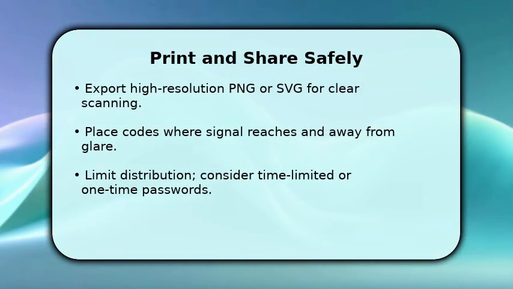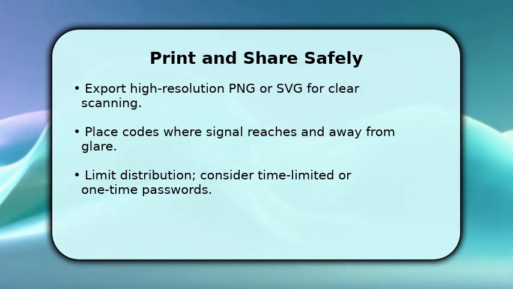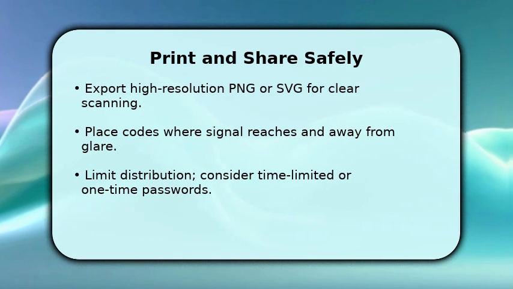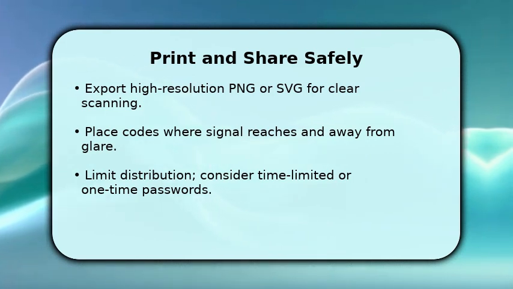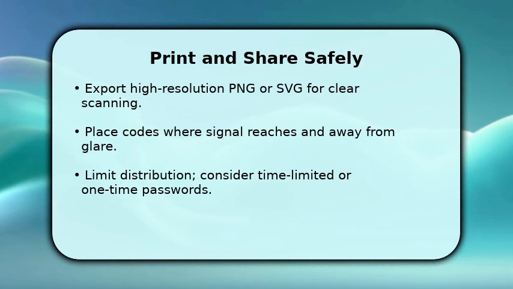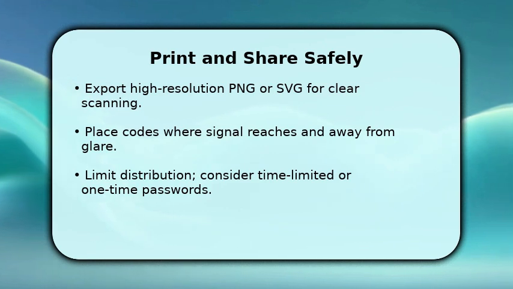Now prepare the physical or digital copy. Export a high-resolution image, ideally SVG or 300 dpi PNG, so cameras can decode it quickly. Poor resolution causes connection failures. Once printed or displayed, position the code where devices get a strong signal and avoid reflective surfaces that confuse scanners.